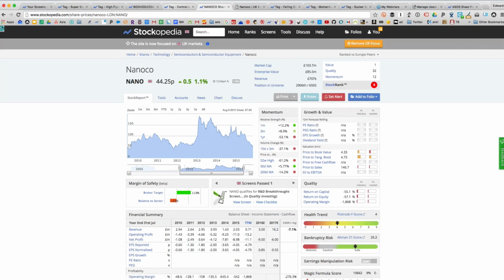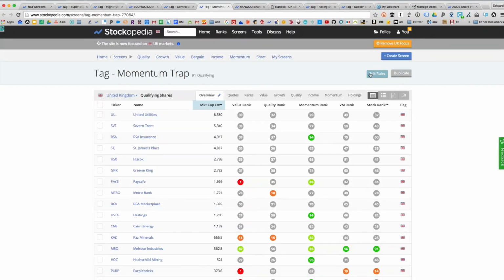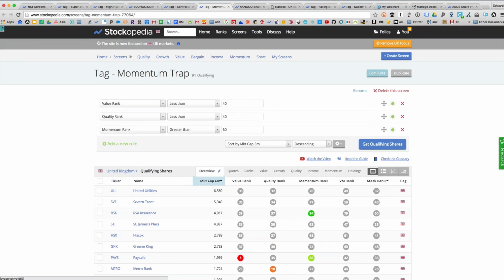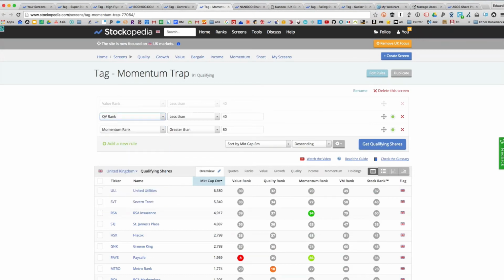So if I can look at the screen of momentum traps that I have here, obviously a classic indicator is a momentum rank that's high, greater than say 60 or 80. Let me just build up a kind of profile, because I haven't actually done this. QV rank, a QV rank of say less than 40 and a momentum rank greater than 80.